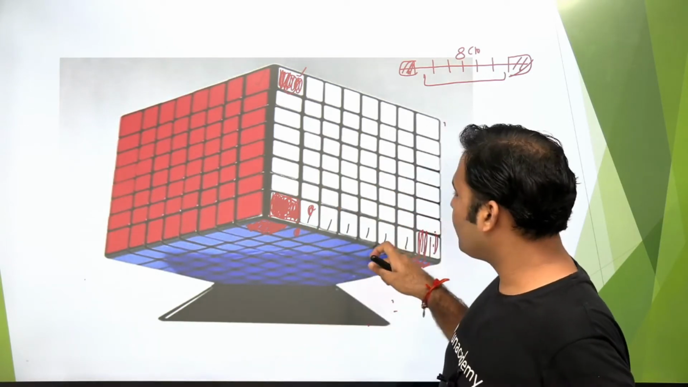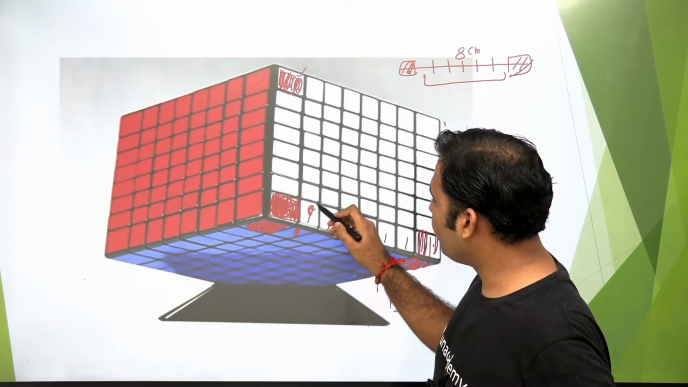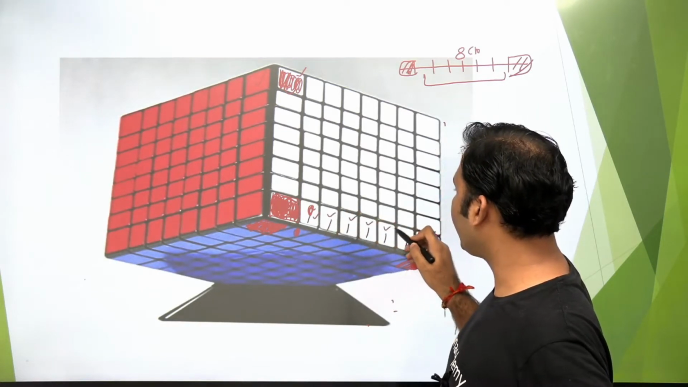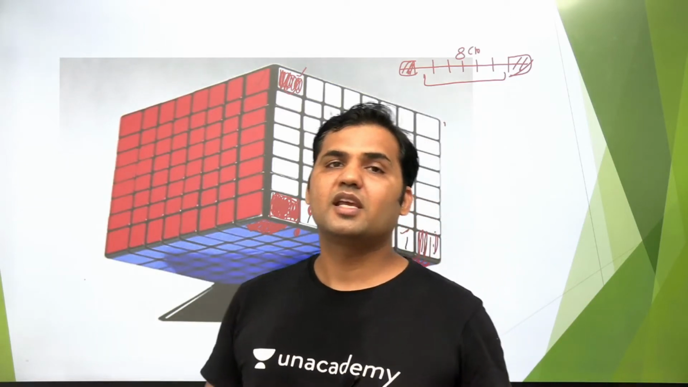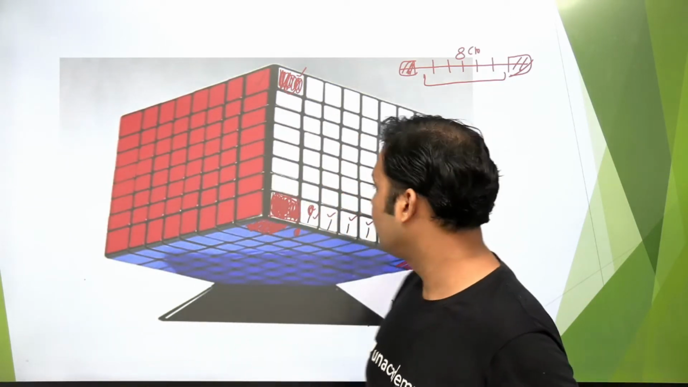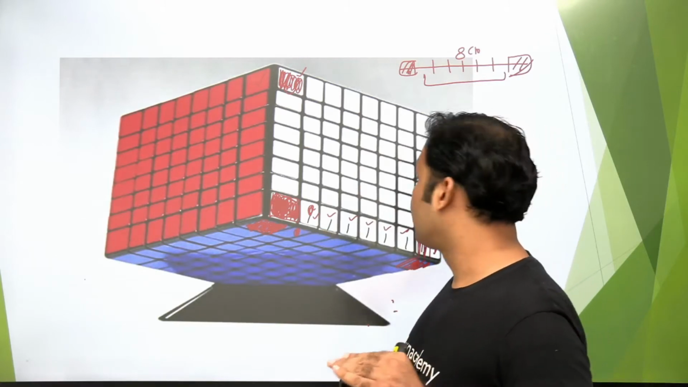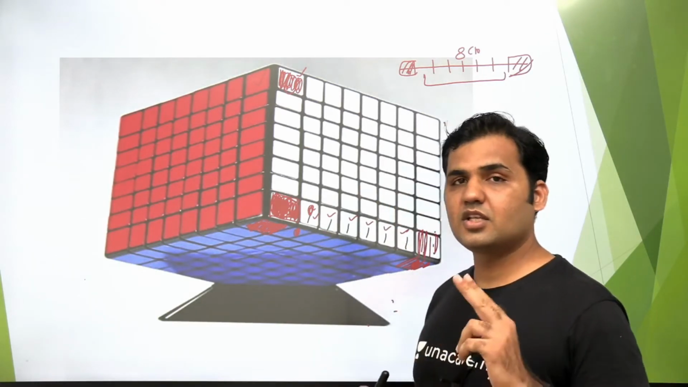सो एक एज के ऊपर आपको कितने मिलेंगे? 1, 2, 3, 4, 5, 6. एक एज के ऊपर आपको 6 ऐसे क्यूब्स मिलेंगे जिनकी 2 साइड्स पेंटेड होंगी.